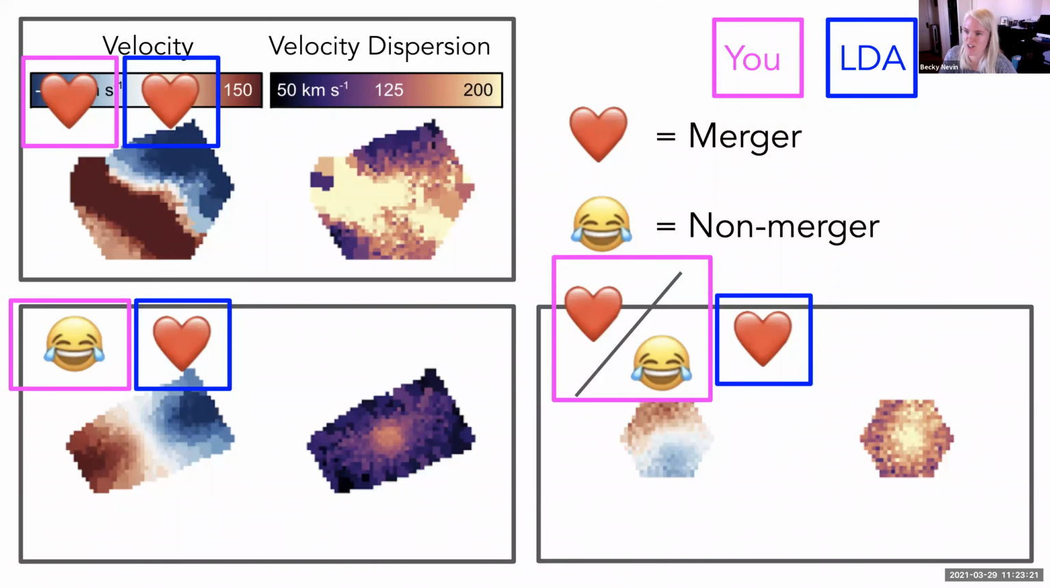And this one, the LDA agreed with you all here, saying this is a merger, but we're all wrong. This is not a merger. This is actually a post-merger stage after the merger has completed, when the stellar kinematics are still disturbed by eye and according to the LDA. And so I'll talk more about why this mistake is made here.